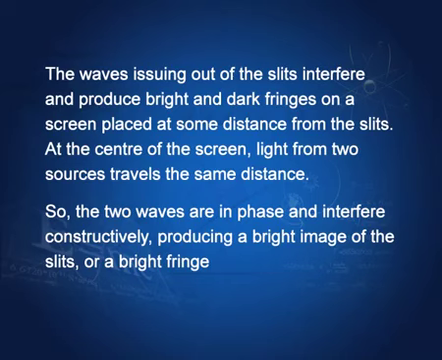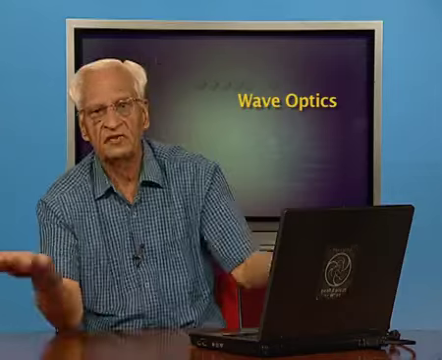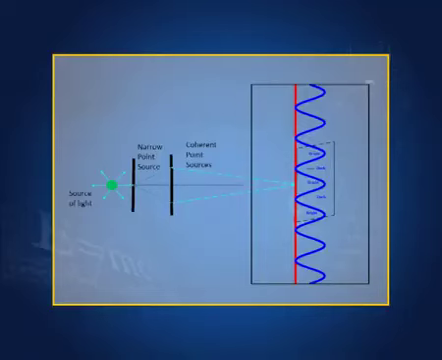Wherever there is a constructive interference, we have bright fringe. Wherever there is destructive interference, we have dark fringe. So, therefore, on a screen we have the pattern of dark and bright fringes. This is a bright, this is a dark, this is bright, this is dark, this is bright. So, we have a pattern of dark and bright fringes on the screen.